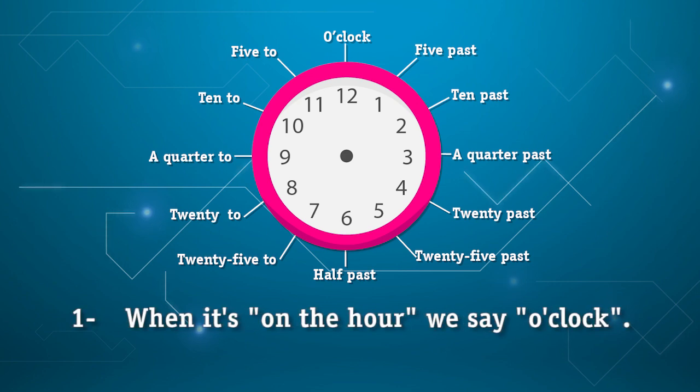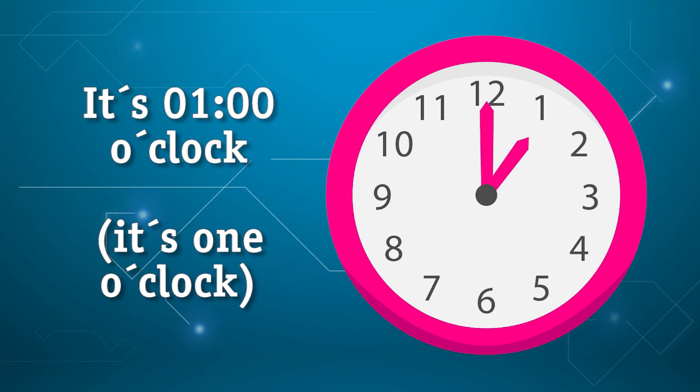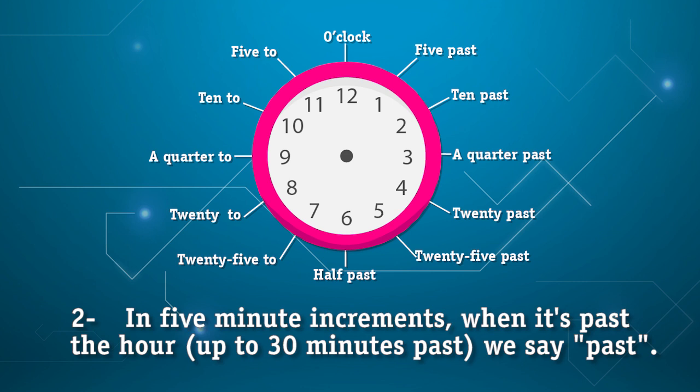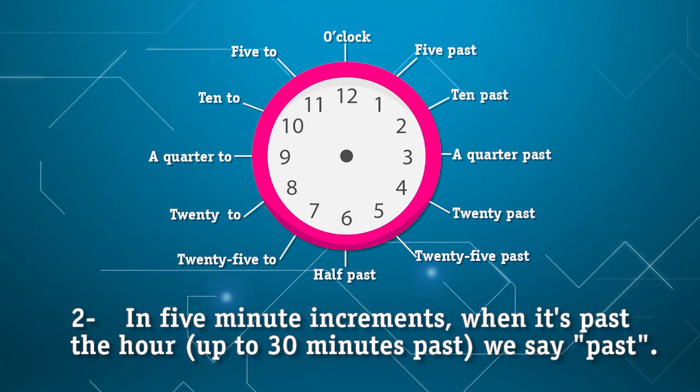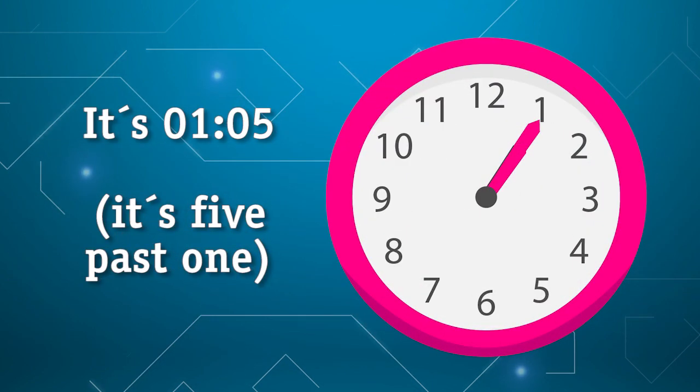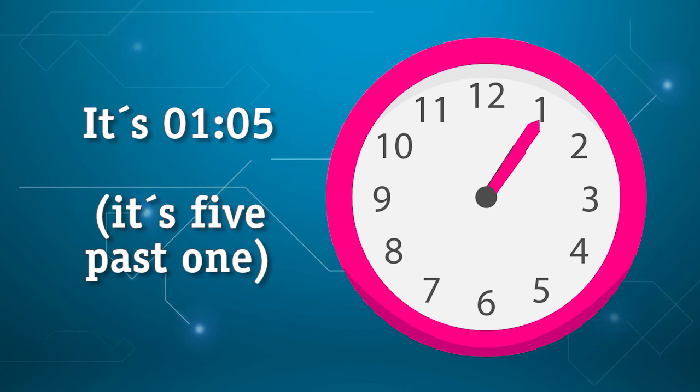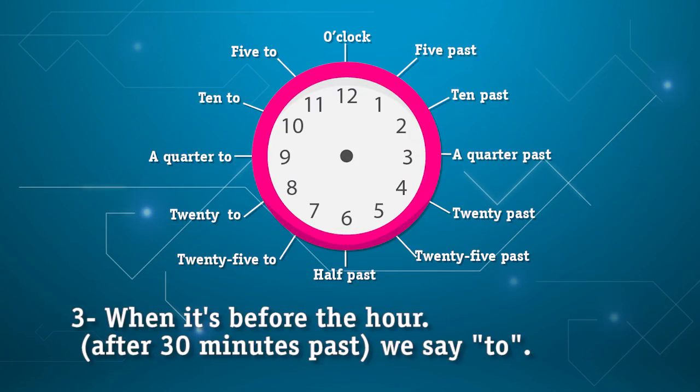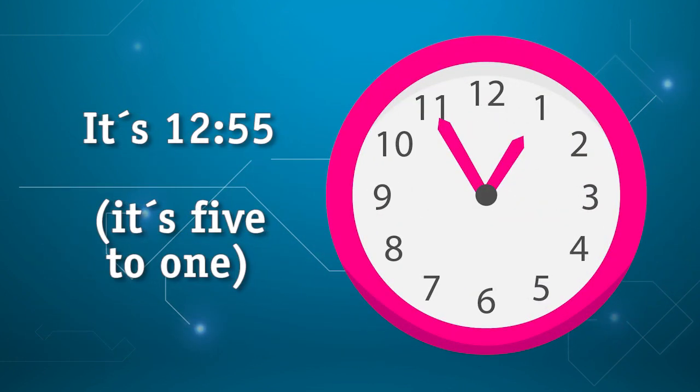1. When it's on the hour, we say o'clock. It's 1 o'clock. 2. In 5-minute increments, when it's past the hour, up to 30 minutes past, we say past. It's 5 past 1. 3. When it's before the hour, after 30 minutes past, we say to. It's 5 to 1.